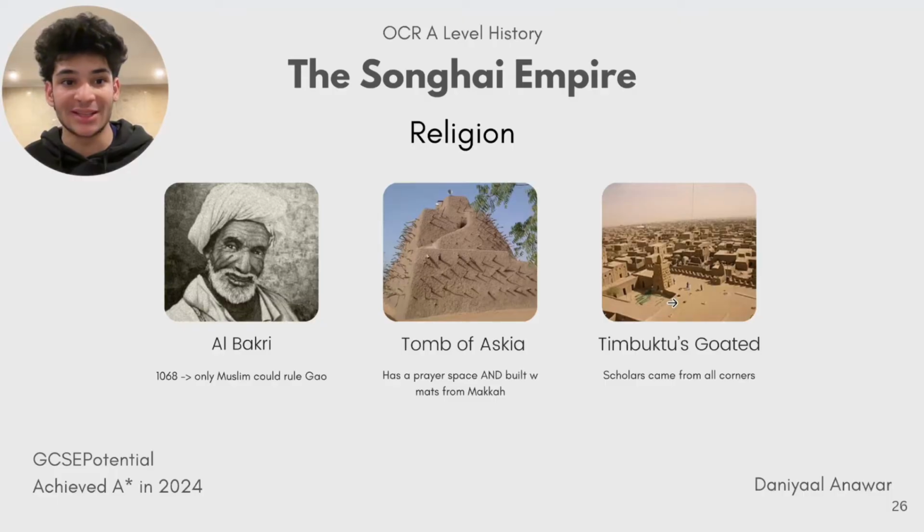Third point, Timbuktu is goated. Okay, Timbuktu is goated. It's an amazing city, and it's so interesting. You should research it in your own time. But the point here is that scholars came from all corners. There are scholars coming from Morocco, Saudi Arabia, all of Arabia. There are scholars coming even from Europe. I think there's a Portuguese scholar. I don't remember if this was where I read this. But yeah, the general point is that scholars came from all over just to see Timbuktu, even if they came from a very far land. And that indicates that Timbuktu was obviously very knowledgeable and very advanced with their study of Islam, which therefore reflects the importance of Islam within the empire and how the empire revolved around religion. The fact that scholars came from so far just to study religion within Timbuktu. So those were the 3 points for religion.